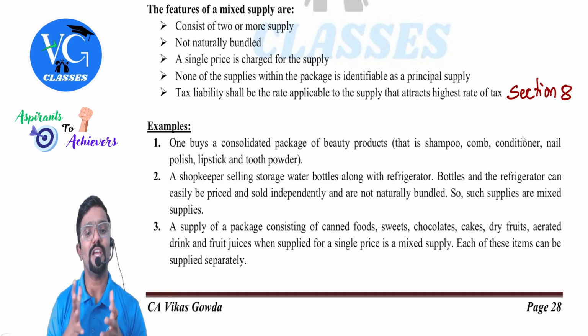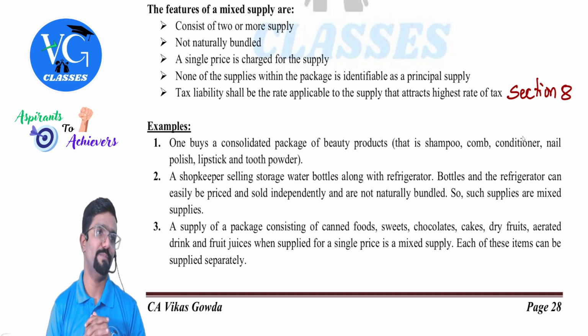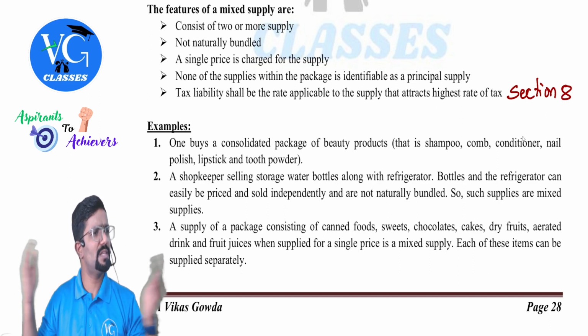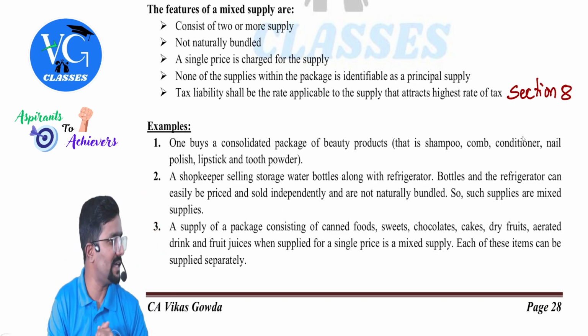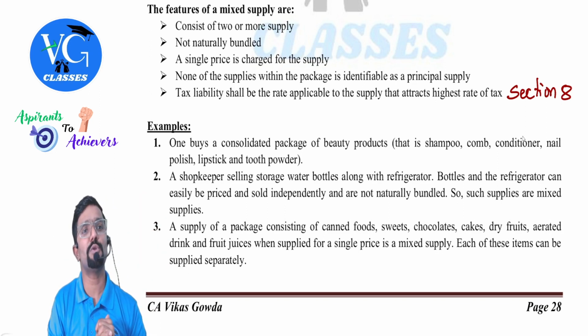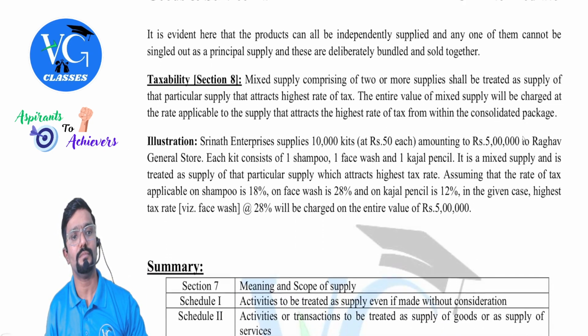Last one. A supply of a package consisting of canned foods, sweets, chocolates, cakes, dry fruits, aerated drink and fruit juices, when supplied for a single price, is a mixed supply. Each of these items can be supplied separately. Correct? Now, most of the people will buy all this separately. But one of the sellers is combining all this, selling it as a combo. Take it and that. So in that case, is it naturally bundled? No, guys. It is not naturally bundled.